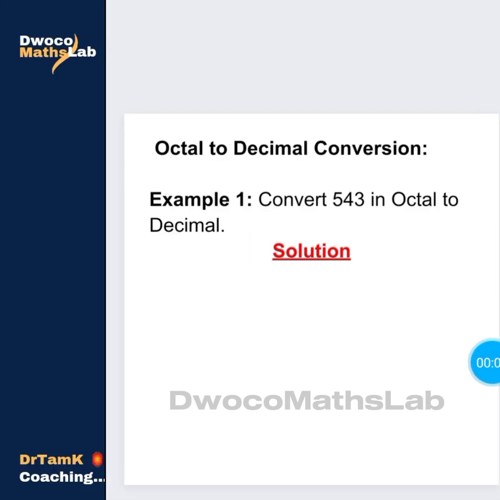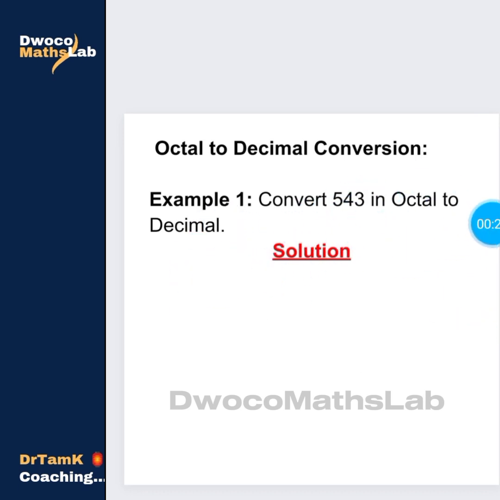Okay, guys, now in this question, we're going to convert a number in base 8 to a number in base 10. Exactly, convert 543 in octal to decimal. So we are moving now from base 8 to base 10. In the previous question, we moved from base 10 to base 8, right? But right now, we're going to move from base 8 to base 10. So how do we do that? This is how you do that.